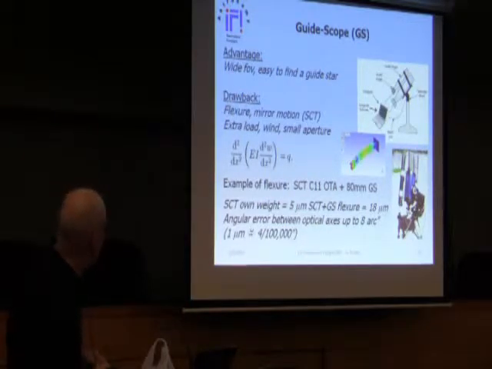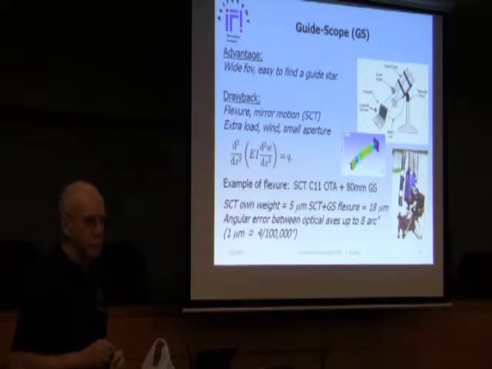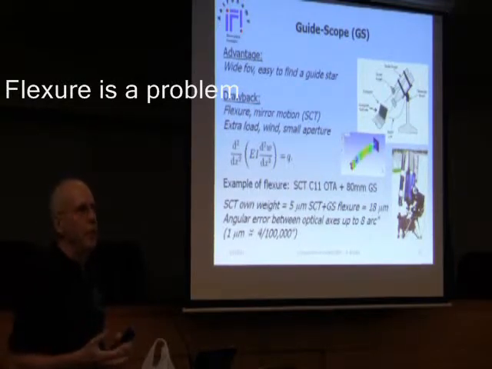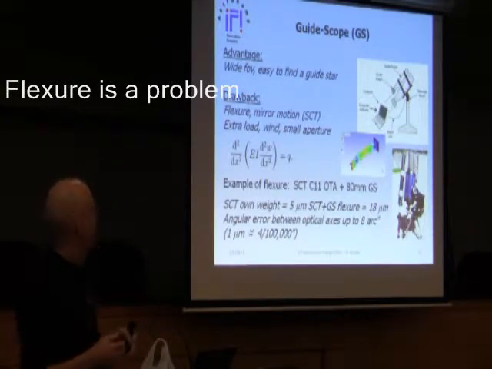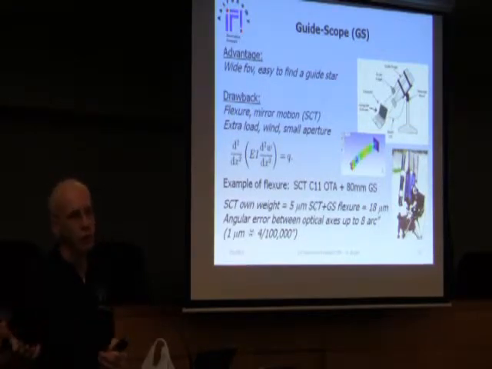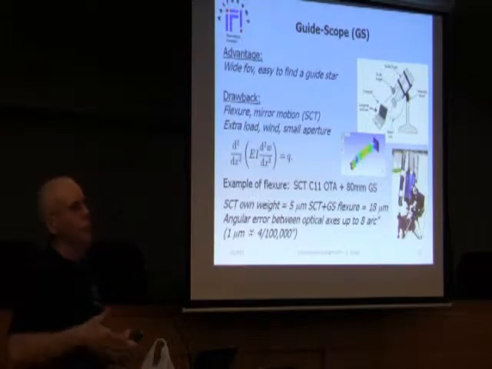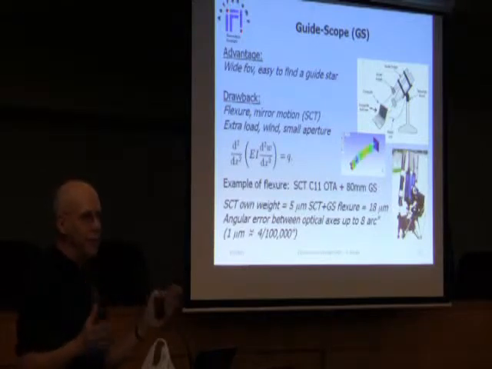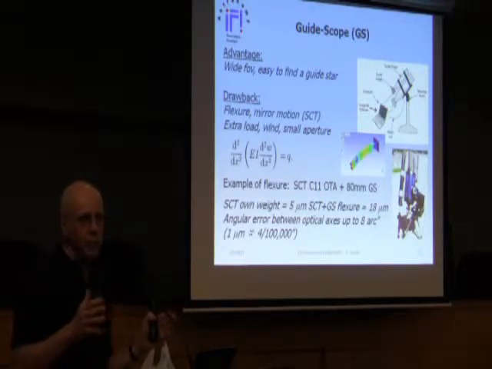The drawback though with a guide scope is flexure. It's not flexure of the guide scope by itself, it could be the guide scope, it could be the focuser, but most likely the relationship between the guide scope and the main scope. Because the main scope has a very long focal length, and the guide scope has a short focal length, and all those optical axes must remain aligned for a long time.